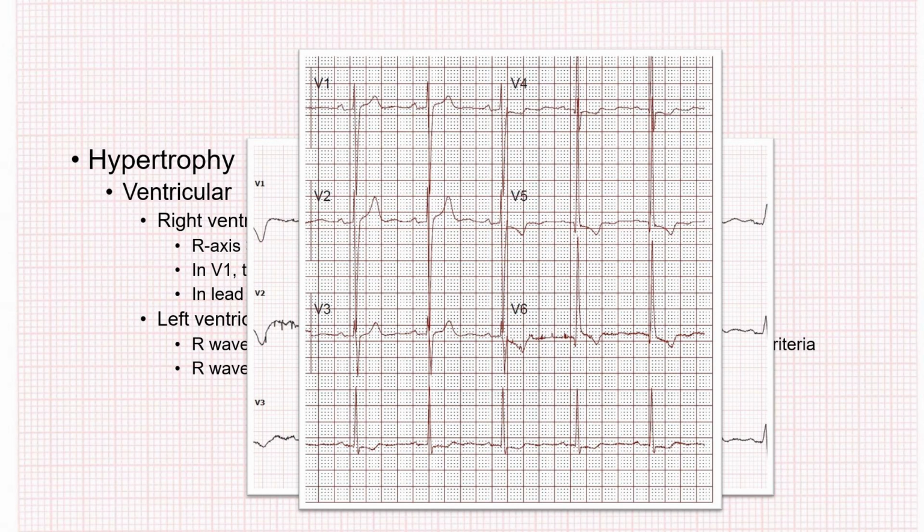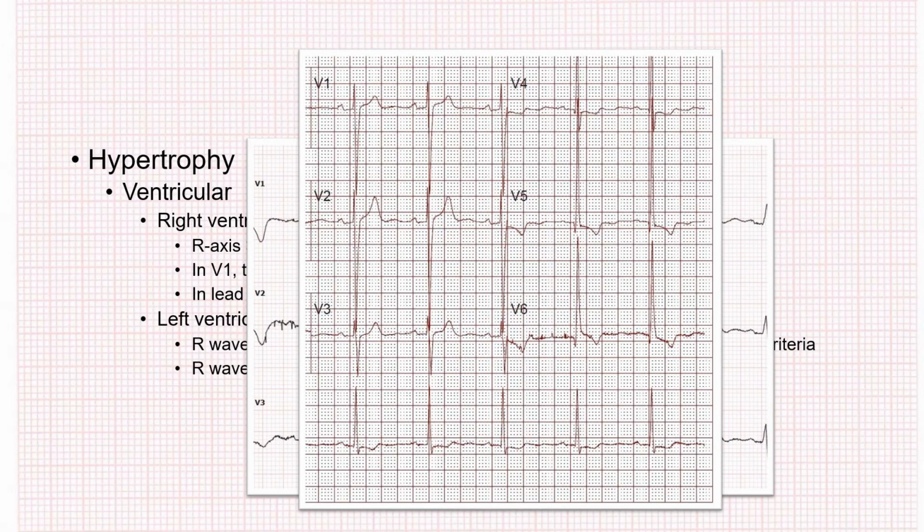If you add up the two of them, they're greater than 35 millimeters. Another way of visually looking at this is that there's an R wave in aVL that's greater than 11 millimeters. So you don't need to have both of them, but if you have either one of those by the Sokolow-Lyon criteria, you have LVH. And there's a bunch of other criteria out there to determine left ventricular hypertrophy.